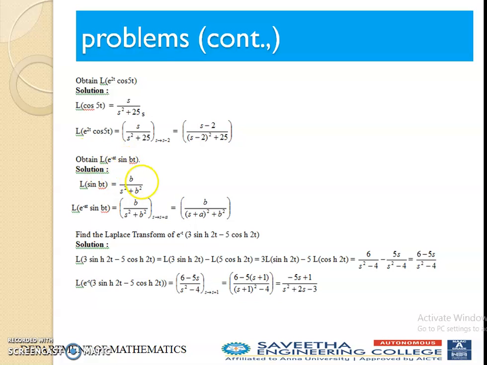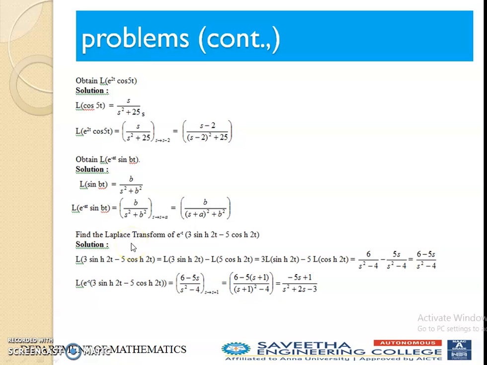Next one is L of e power minus at sin bt. The same shifting property applies here. What is the sin bt formula? B by s square plus b square. For e power minus at, s goes to s plus a. Here minus is given, so we take the plus value. So replace s in terms of s plus a, and we get the required solution.